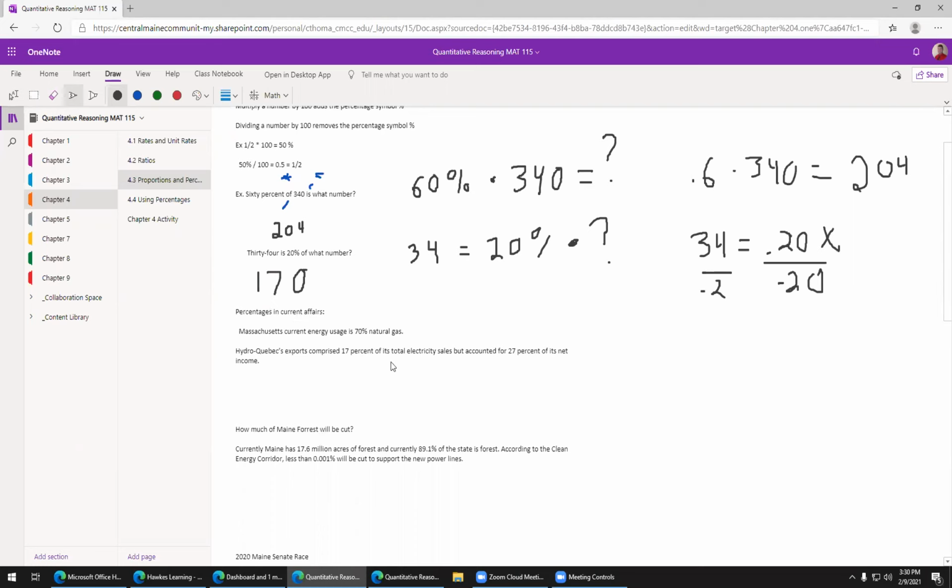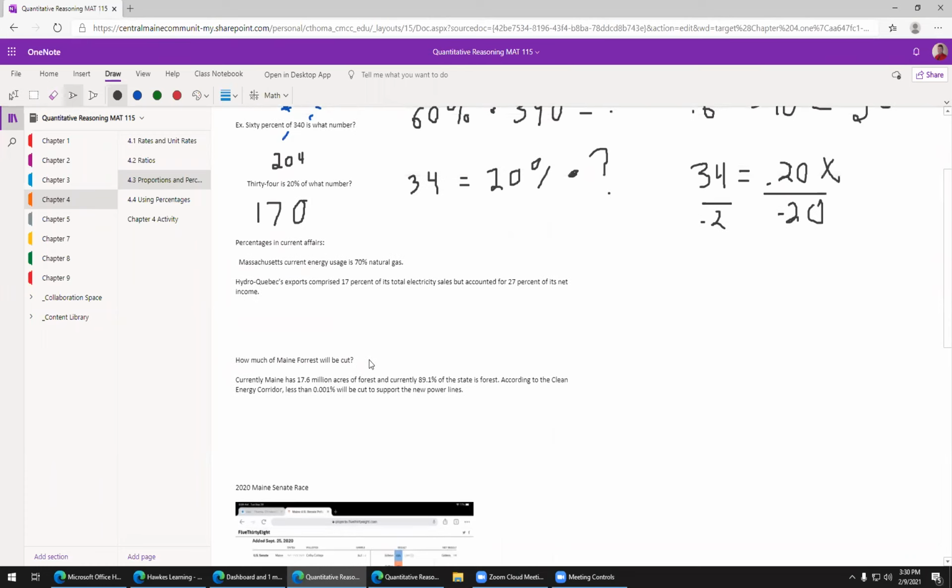and it exports 17% of the total electricity it makes. So the dam creates electricity, and 17% of the electricity they make, they export, which means send out to other countries. But it only accounts for 27% of their income. So if you're reading about the corridor, you can see how percentages are used in current affairs. Now, where calculations come into play is how it affects Maine. Currently, Maine has 17.6 million acres of forest. And one unique fact about our state is 89.1% of our state is forest.